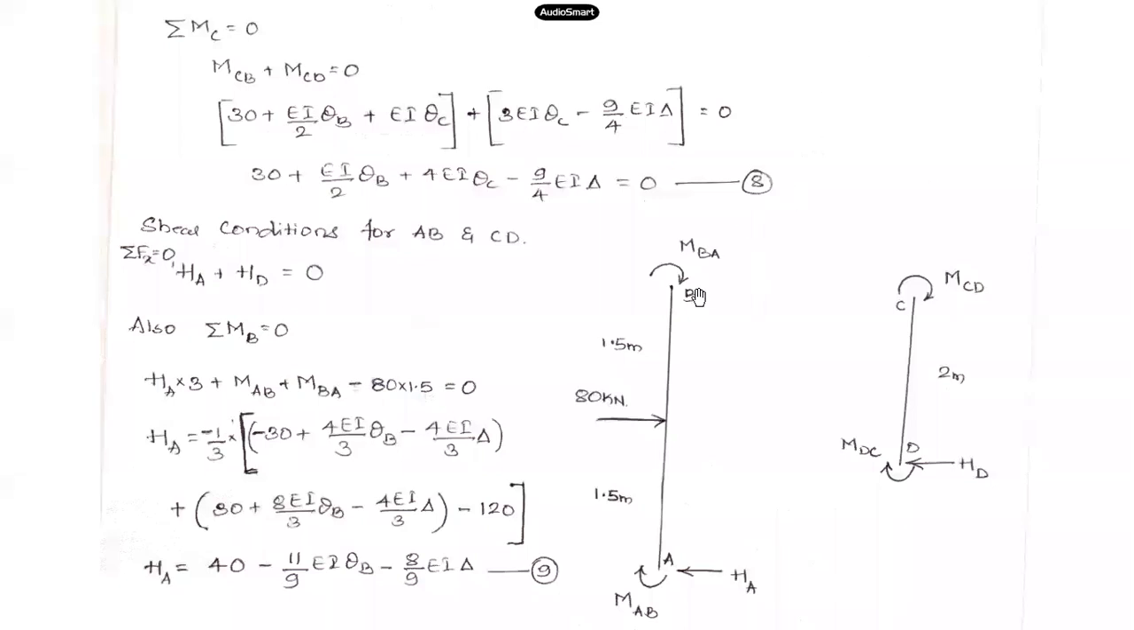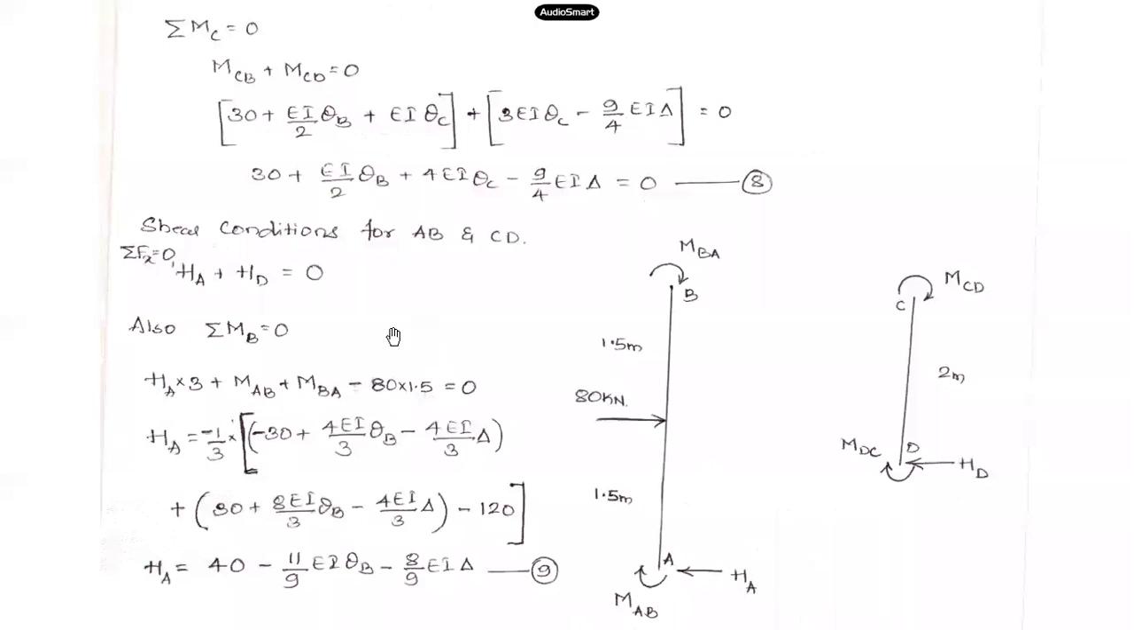So what you have to do is to apply the shear conditions. First, you have to draw the free body diagram of the two columns in this frame, AB and CD, and show all the forces and reactions which are acting on that member. Now you apply the condition of shear. So what it says, HA plus HD should be 0. Sorry, HA plus HD should be equal to 80.